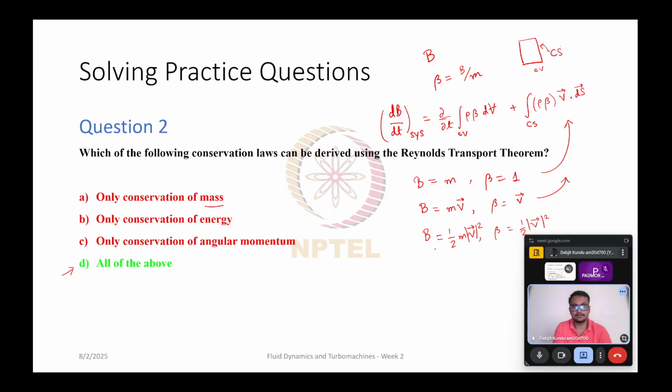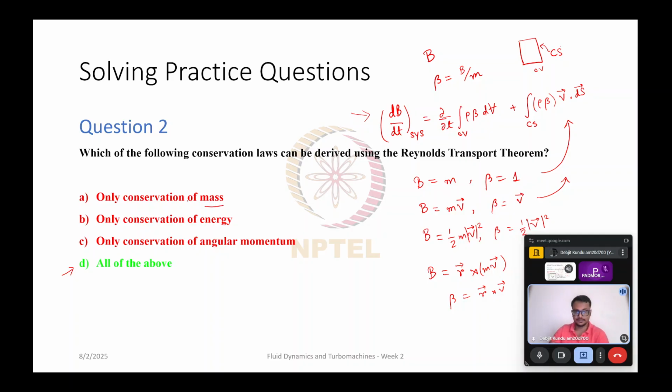Then this just follows. I can do angular momentum as well. So I'll just do r vector cross mv, which is my angular momentum. In that case, beta would become r cross v. And again, I can plug that into the general form of the Reynolds transport theorem, and then recover a conservation law for angular momentum for any given fluid flow.